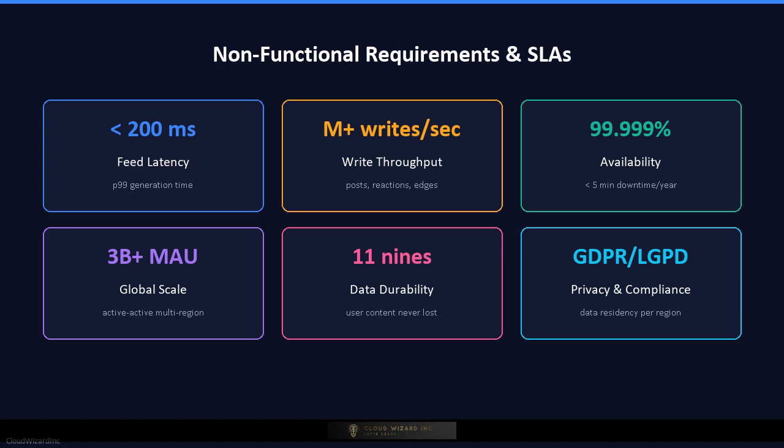The system must be globally distributed across dozens of data centers and points of presence, with active-active replication and regional failover. Availability must be 5 nines, less than 5 minutes of downtime per year. Consistency requirements vary by feature. Friend counts can be eventually consistent, but privacy checks must be strongly consistent. Data durability is non-negotiable for user content. The system must also comply with regional data residency regulations, including GDPR in Europe and LGPD in Brazil, which means data cannot leave certain regions without explicit consent.